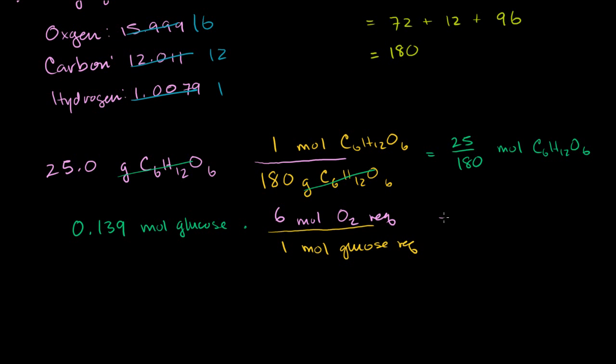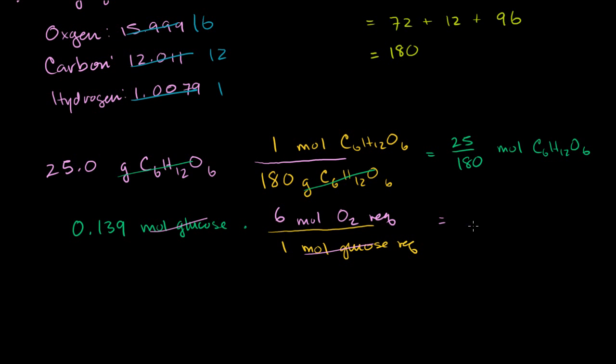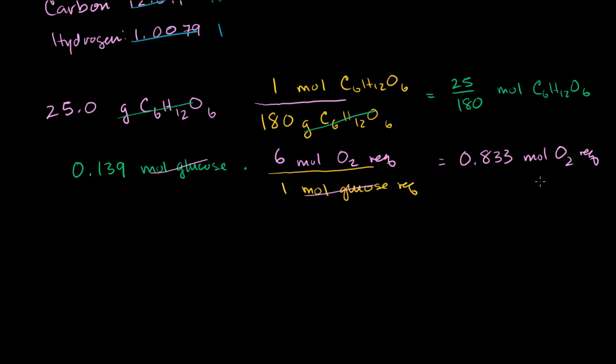And then what do we get here? Well, we have the moles of glucose canceling out with the moles of glucose. And then we multiply the 6 times 0.139. So let's just multiply this times 6, it is equal to 0.833. So we need 0.833 moles of oxygen required. Now, we're almost there. We know how many moles of molecular oxygen are required. Now we just have to figure out how many grams that is.